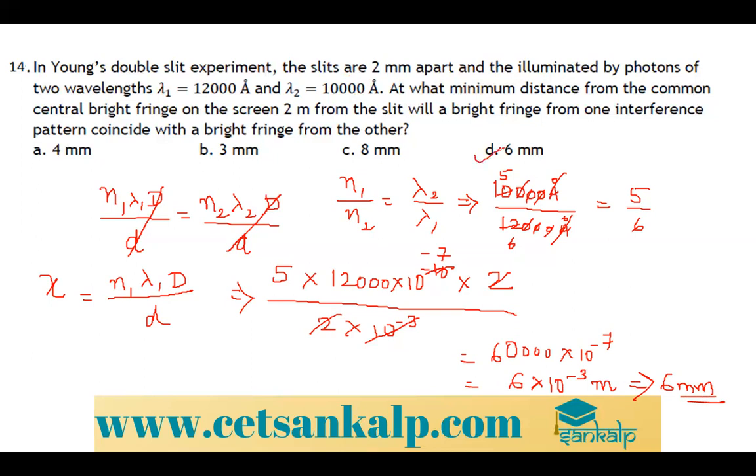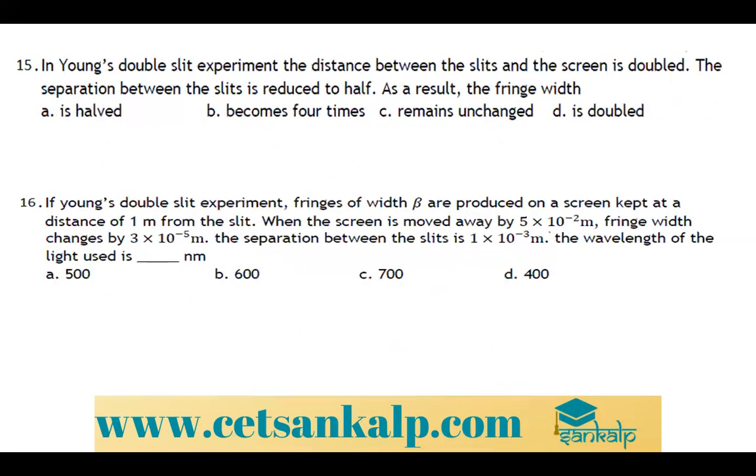I hope you are clear. Right. The next problem. In Young's double slit experiment, the distance between the slits and the screen is doubled. Okay. And separation between the slits is reduced to half. As a result, the fringe width.